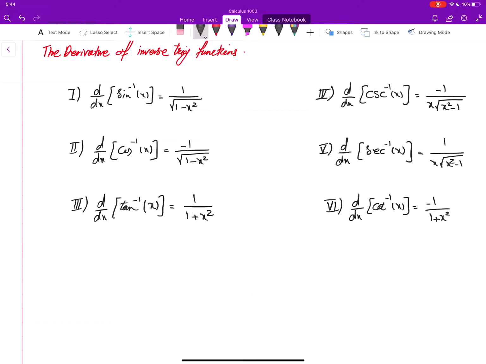plus x squared. You have to know the chain rule version of these ones. When you have u inside, you will have u prime up there for all of them. So the chain rule version of all of them will work in a nice way. Okay. Then let's finish the video with some examples.